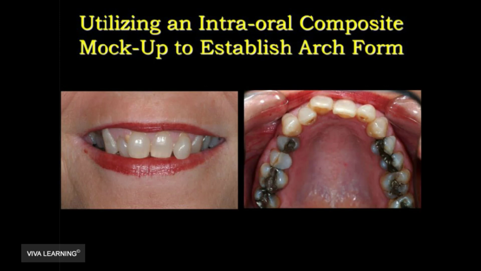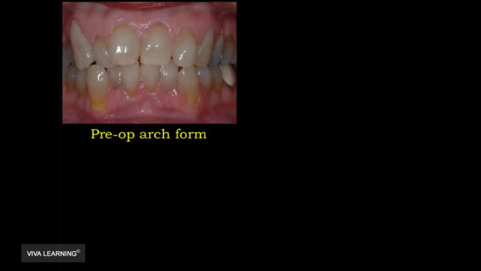So here we can see her pre-op arch form, and here we see a retracted close-up view. It's also possible with flowable composite if you dry the tissue. If we see tooth number 7 right here, it's in lingual version, and we can go ahead and put some material right over the tissue to determine our gingival symmetry as well. So that's what we've done. We've overbuilt these teeth just so we can go ahead and shape them back to get our ideal arch form.